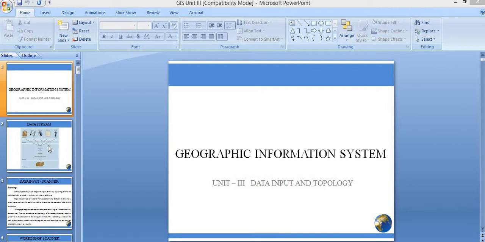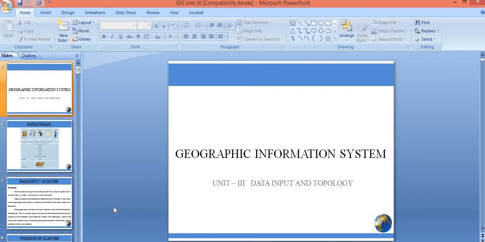Whereas when you digitize the spatial data you have on paper, the spatial data will be taken into your system in the form of vector. This difference is very important. You can expect this in some questions. So the scanning result will be a raster and the digitizing result will be in the form of vector. Okay, so hope it is clear for you.